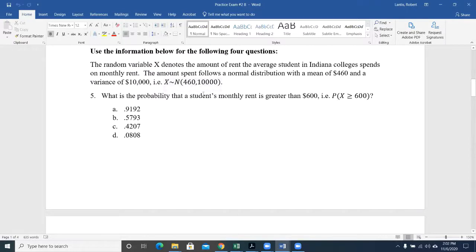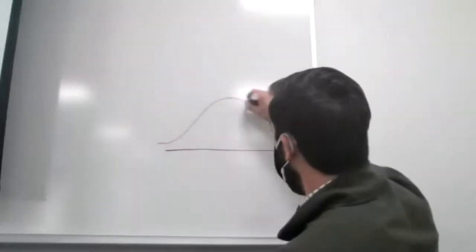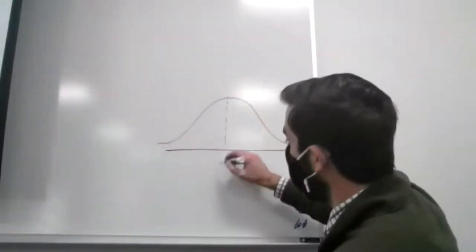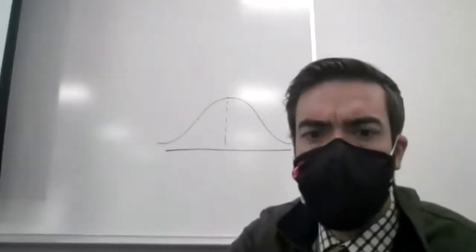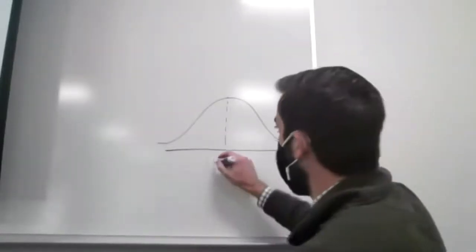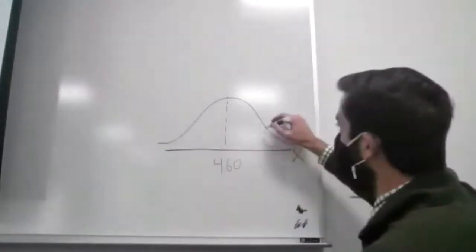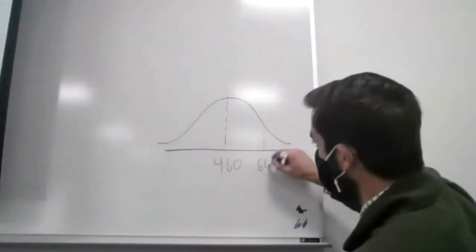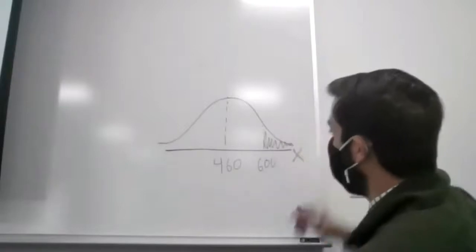So we have this normally distributed variable, and we want to know what's the probability that the student's rent is greater than 600. Right? So we're starting out, all we have is this random variable x. We know the mean, and we want to know what's the probability it's greater than 600. It's normally distributed around 460.